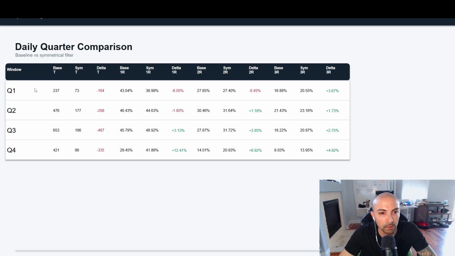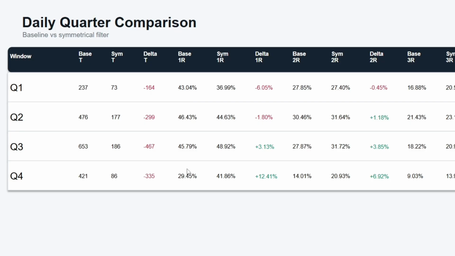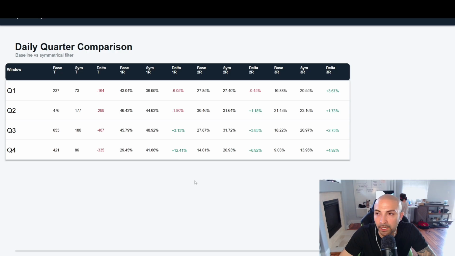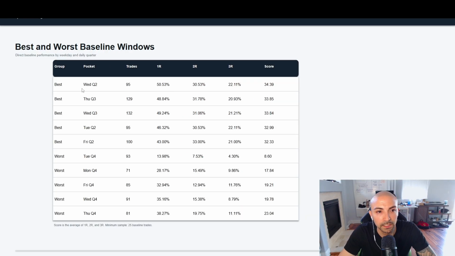And for the daily quarters, Q1, 2, 3, and 4, not much of a good baseline 1R with this, but in quarterly theory, YM is more of an indicator. So to me, I kind of expected this. Okay, best and worst baseline windows.